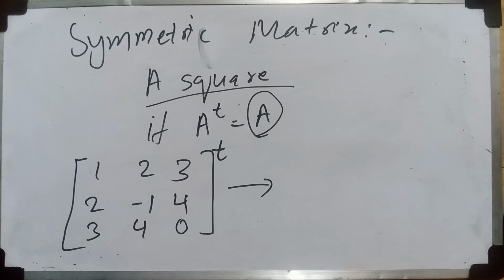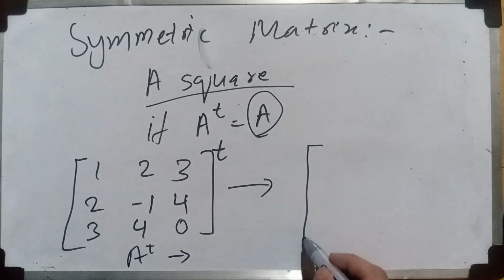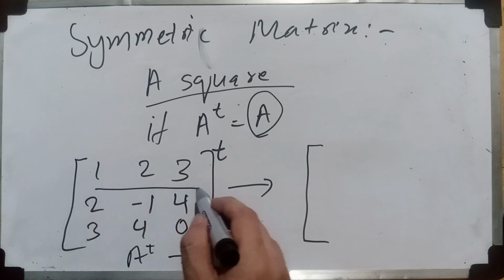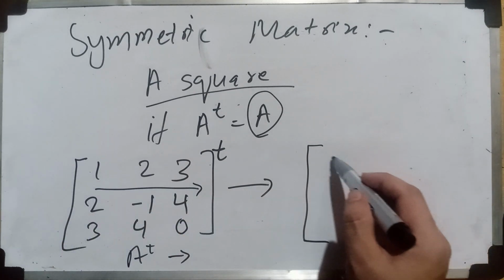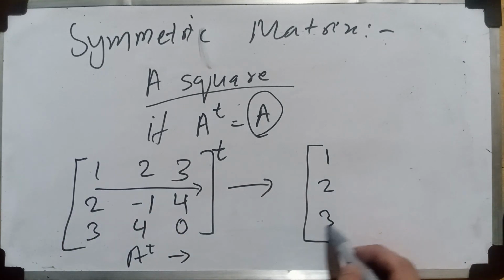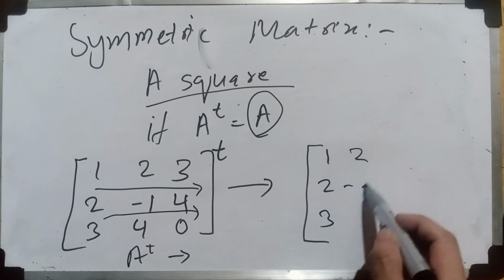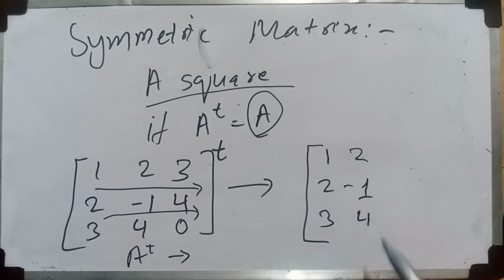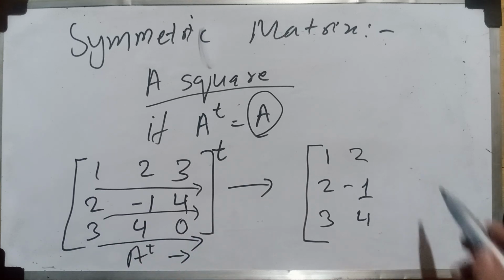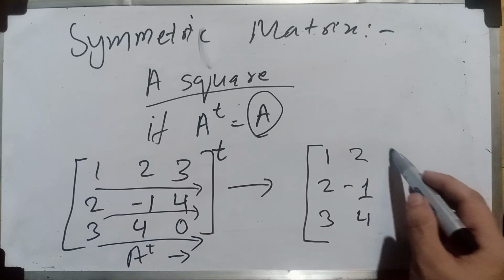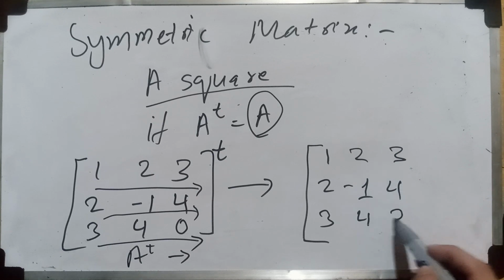So right now we have this matrix, let's call it A. Right now I'm performing a transpose on it, so let's convert its rows into columns. I'm going to take this here, 1, 2, 3. I converted the row into a column. Let's take the second row here. It's 2, -1, and 4 here. All right. Now let's take the third row here. It will be 3, 4, and 0.